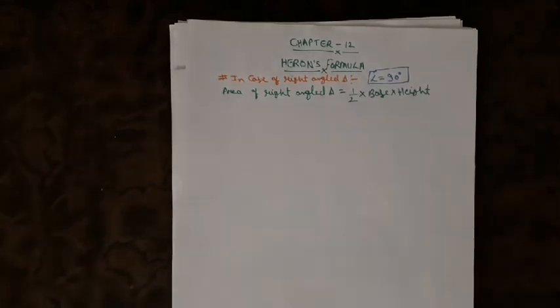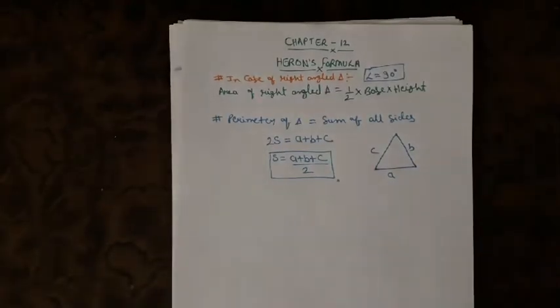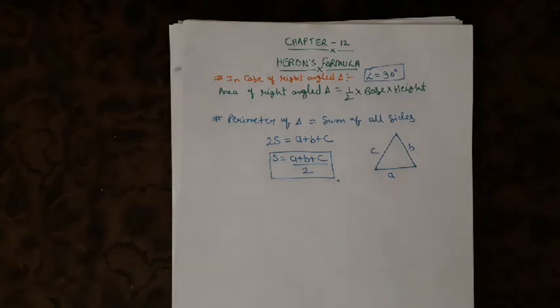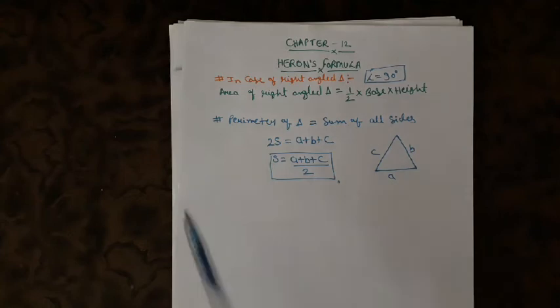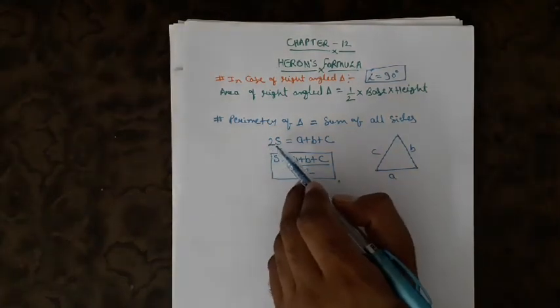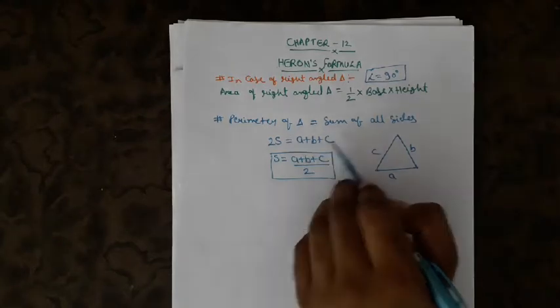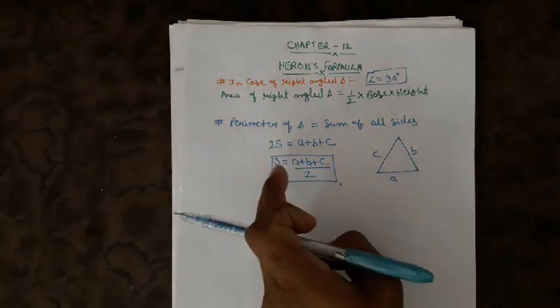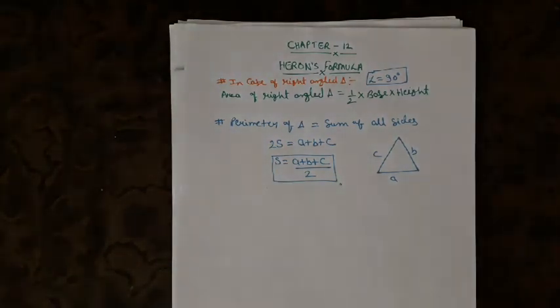Now the second formula, perimeter. So perimeter is the sum of all sides. If I take a triangle with 3 different sides, A, B and C, and I have to find its perimeter, then perimeter equals the sum of all sides. One more thing you have to remember: perimeter is always denoted by 2s. So 2s equals A plus B plus C, and in Heron's formula we'll need the value of s. So s would be the semi perimeter.